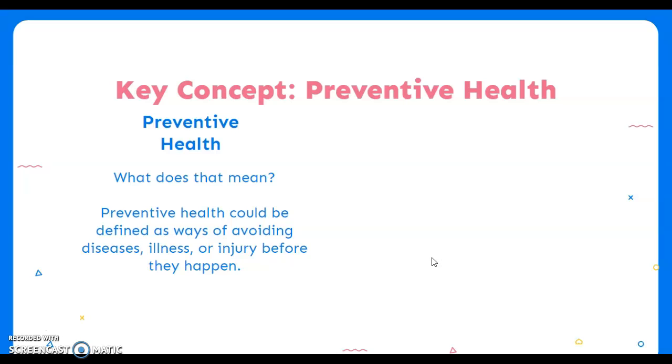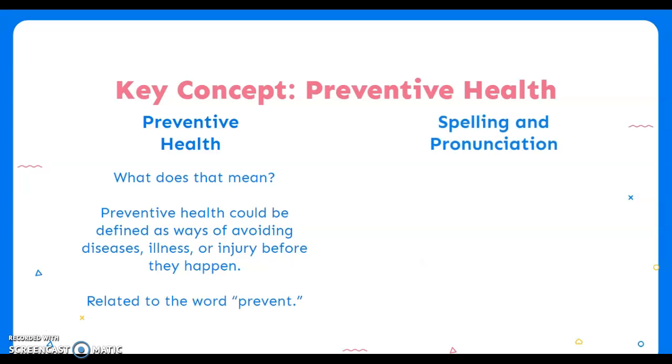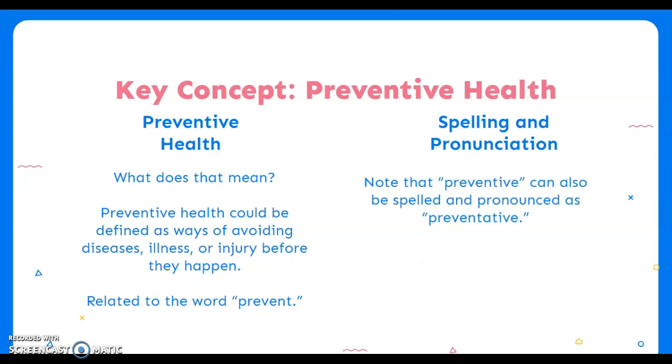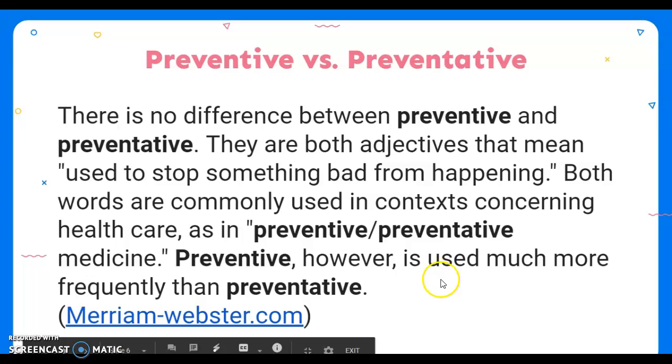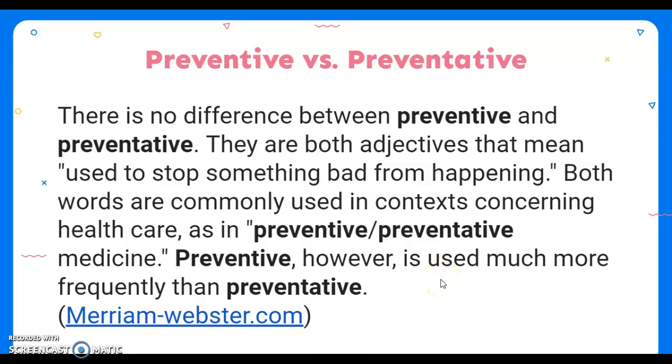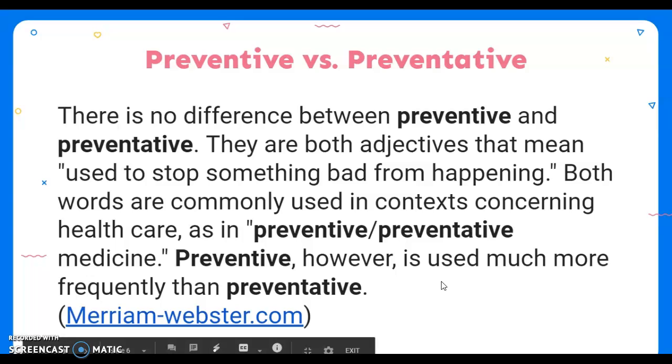Preventive health could be defined as ways of avoiding diseases, illness, or injury before they happen. Of course, it's related to the word prevent. A quick spelling and pronunciation note, preventive can also be spelled and pronounced as preventative. I've got more details here about that. All you need to know is that preventive and preventative are basically the same word. They have the same meaning, it's just a different spelling and pronunciation that's used by different speakers of English.